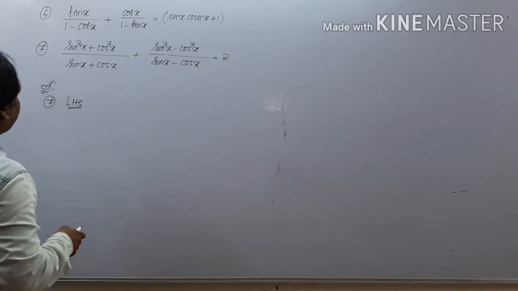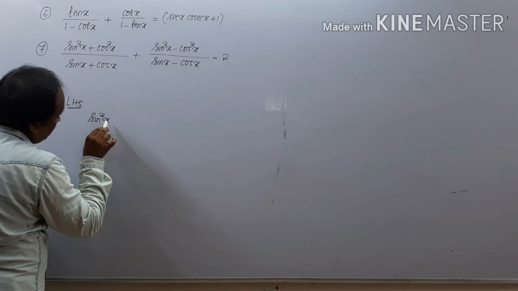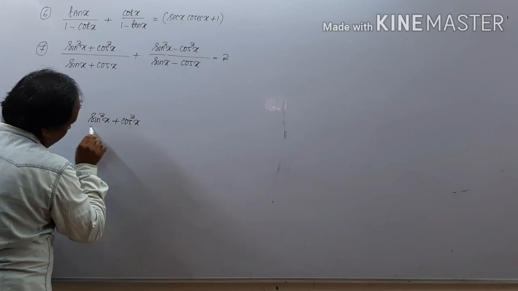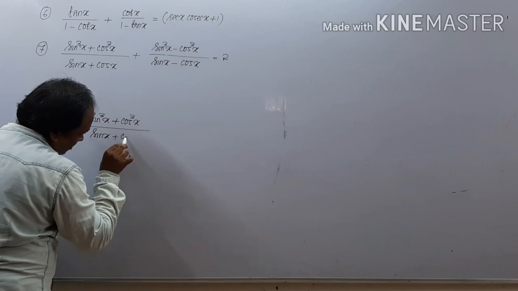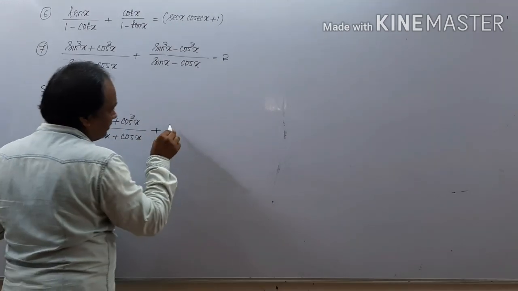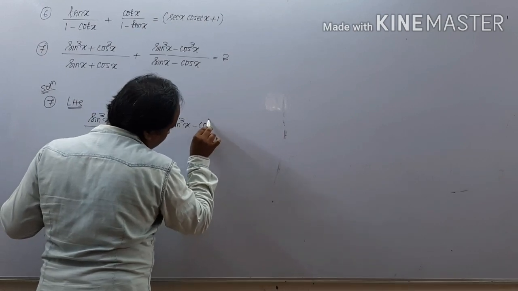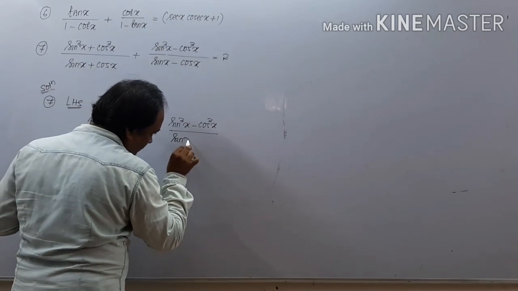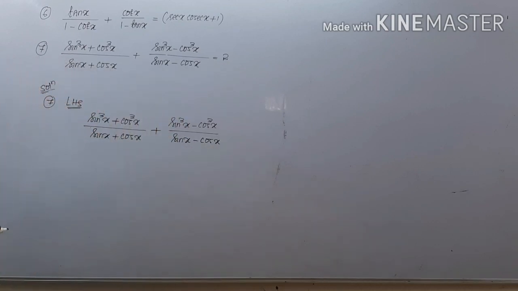So what is the LHS? Left hand side, clearly this is sin cube x plus cos cube x divided by sin x plus cos x plus, here another term is sin cube x minus cos cube x divided by sin x minus cos x, and our requirement is 2, that is our right hand side.